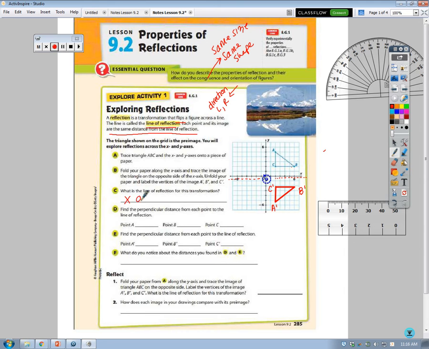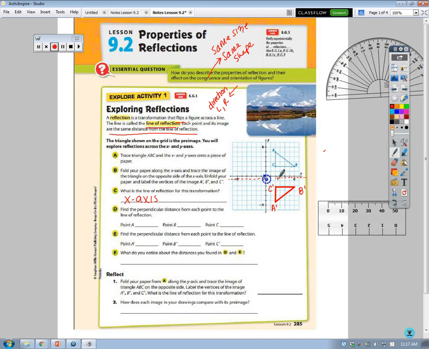So our x-axis is our line of reflection. Your lines of reflection will not always be the x and y axis, but it's nice when we're first learning about reflections to use those because it gives us a nice visual line. All right, find the perpendicular distance from each point to the line of reflection. So that means the distance from our line of reflection to each point.